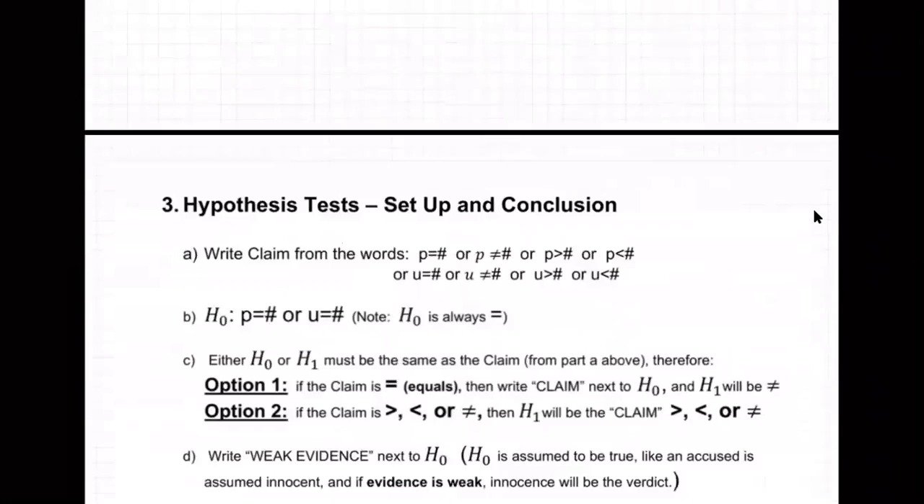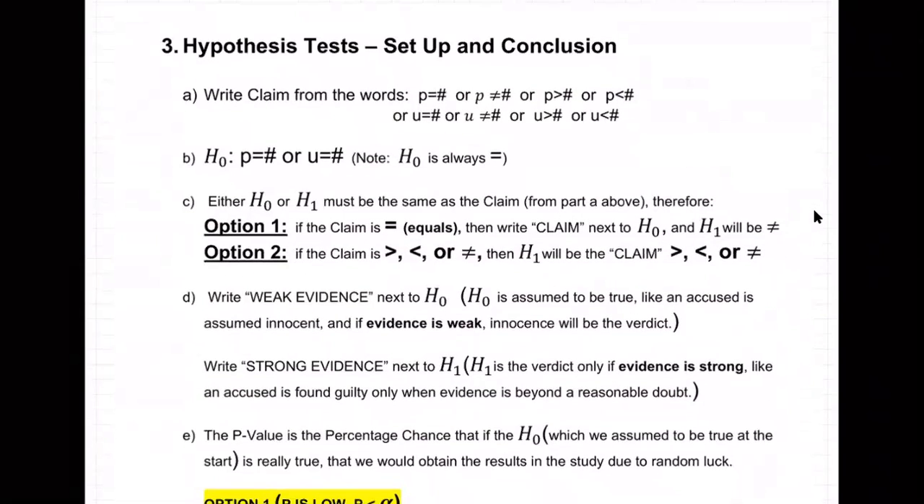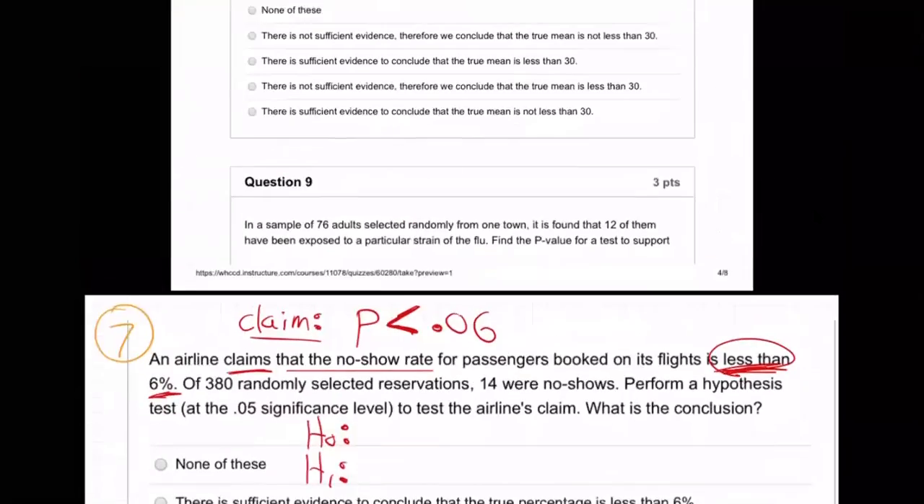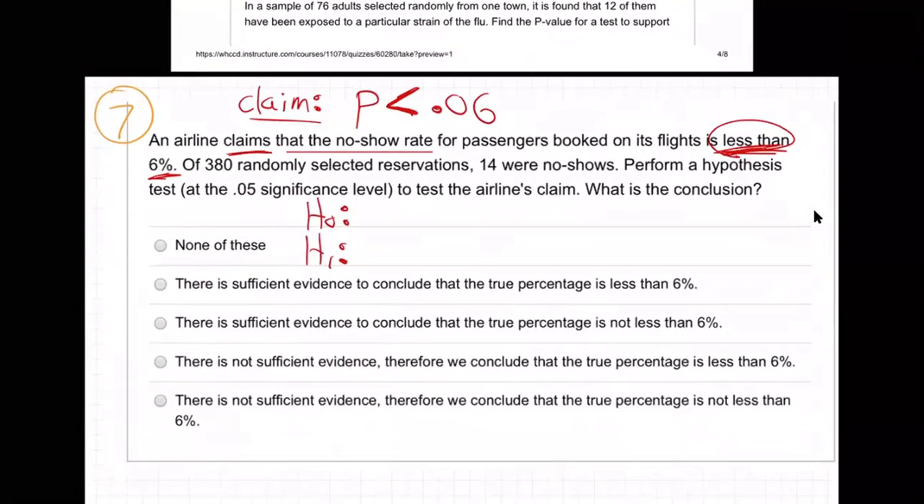How do we do that? Let's go look at the notes. The H0 is always equal. See that? And you know that, right? H0 is always equal. So H0 is going to be P equals 0.06. Same number. We never changed the number, whatever number the claim was using.